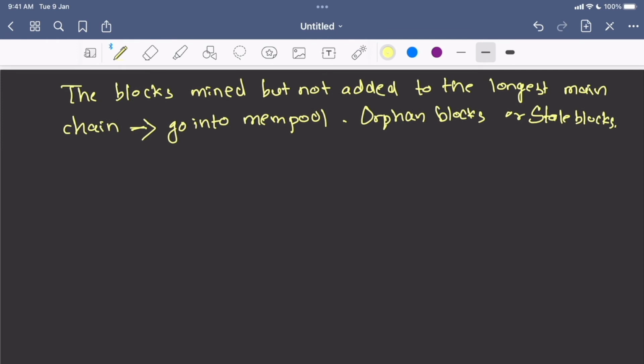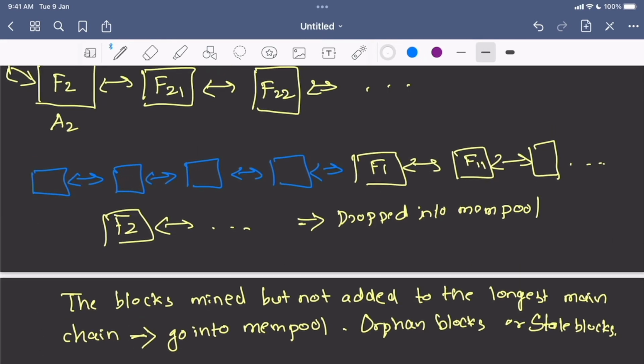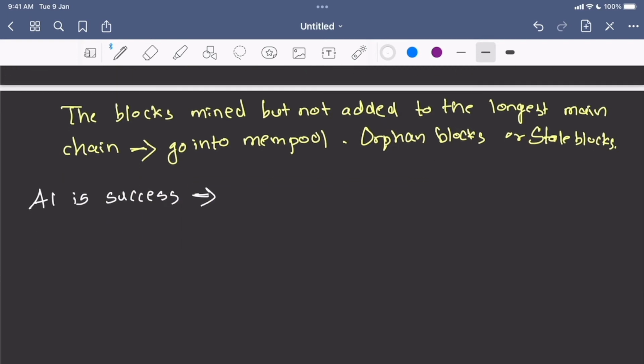So as a result, A1 is success now. But since A2 was in the fork chain of the block starting with F2, A2 is in the mempool again. Mempool again. So as a result, this gives rise to the same situation we saw in scenario 1.